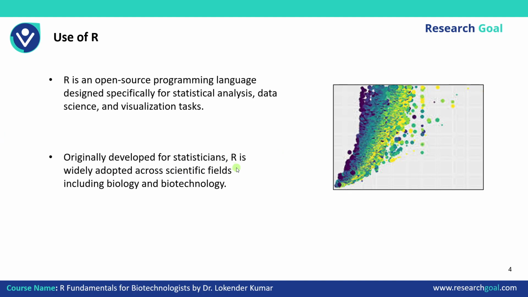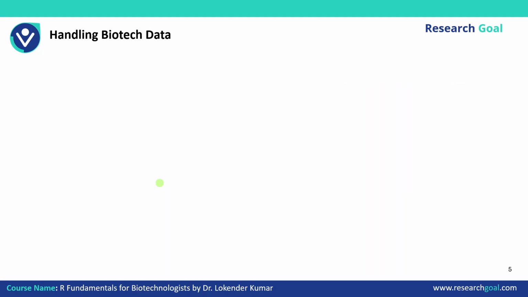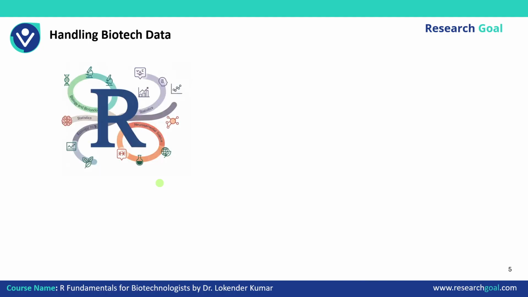So R was the language that was developed for statisticians, but then it was adopted in different scientific fields, especially biology and biotechnology. It was specially adopted for various tasks. So it's a really famous programming language when it comes to analyzing data in biology and biotechnology. Now, handling biotech data, we need to talk about that also.